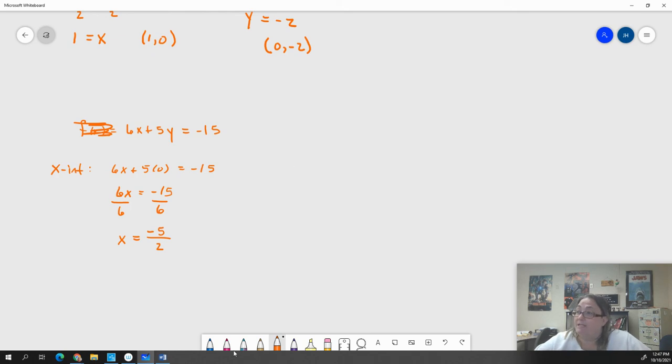My y-intercept, well, we're going to set the x equal to 0. So I'm going to have 6 times 0 plus 5y equals negative 15. I'm going to go ahead and solve for y. This is just 0. So I have 5y equals negative 15. We're going to divide by 5 to get that y by itself. And we get y equals negative 3.